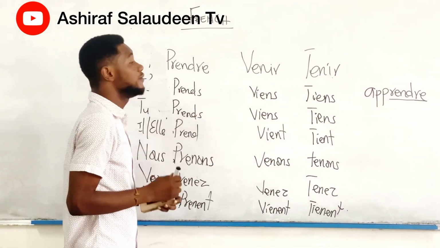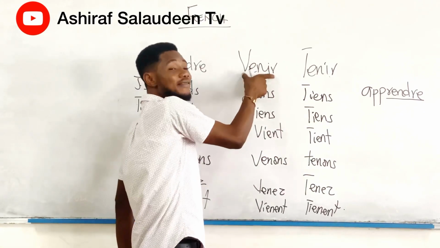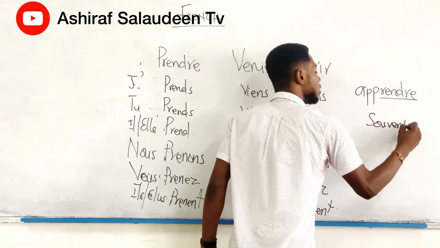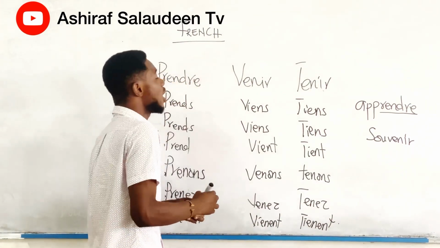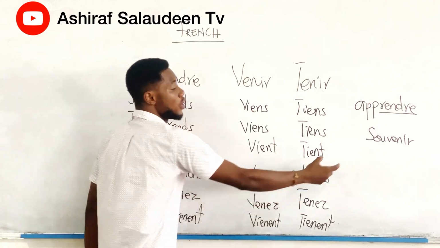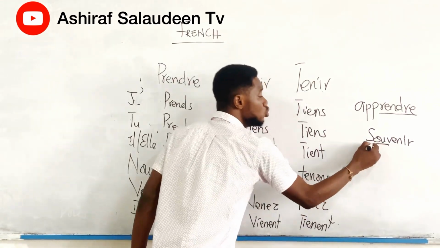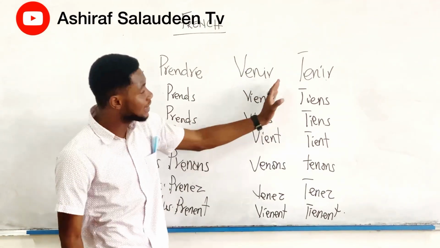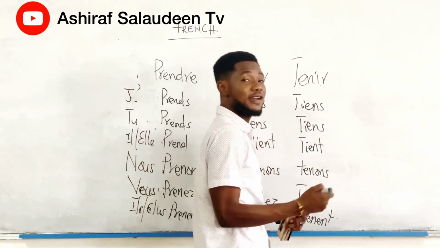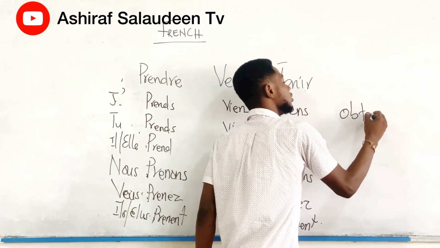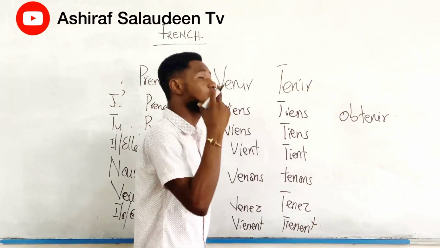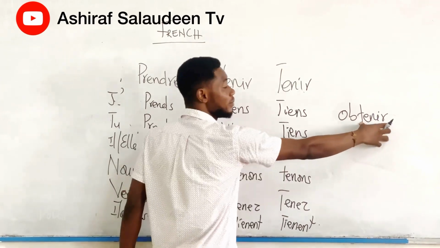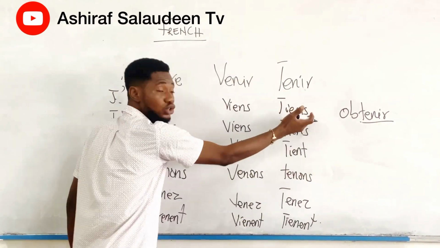Same like venir. If you see any other verb that ends with the verb venir, like souvenir, in conjugating souvenir we are only going to make use of the verb venir, and we repeat the word sou for all these conjugations. And same like tenir. If you have a verb like obtenir, we just take note of the verb tenir, repeat anything that comes before it, and we repeat the conjugation for tenir.